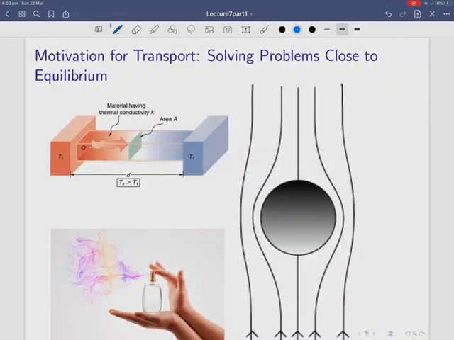So what's the motivation for this kind of thing, for the transport processes? Well, we want to try and solve problems which are close to equilibrium, but not quite equilibrium. So suppose you have a hot brick and a cold brick, and they're connected by an iron rod, for instance. We want to know the dynamics. How does the heat flow from the hot brick to the cold brick? How long is it going to take? How much heat is flowing per unit time, etc.? How long does it take if this brick's at 200 degrees and this one's at 100 degrees? How long does it take for them to reach equilibrium? And this is the kind of question we're going to try and answer.